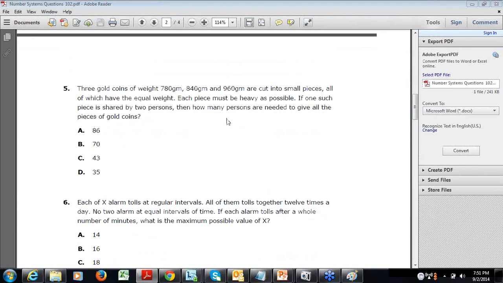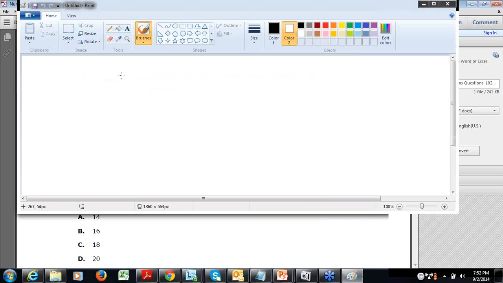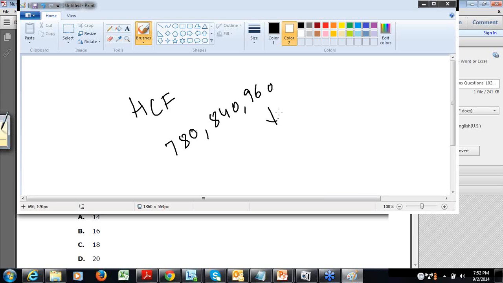Moving on to question number 5. 3 coins of weight 780 gram, 840 gram and 960 gram are cut into small pieces, all of which have equal weight. Each piece must be as heavy as possible. If one such piece is shared between 2 persons, then how many persons are needed to give the pieces of coins? Okay, so it's a simple question of HCF. So what is the HCF?